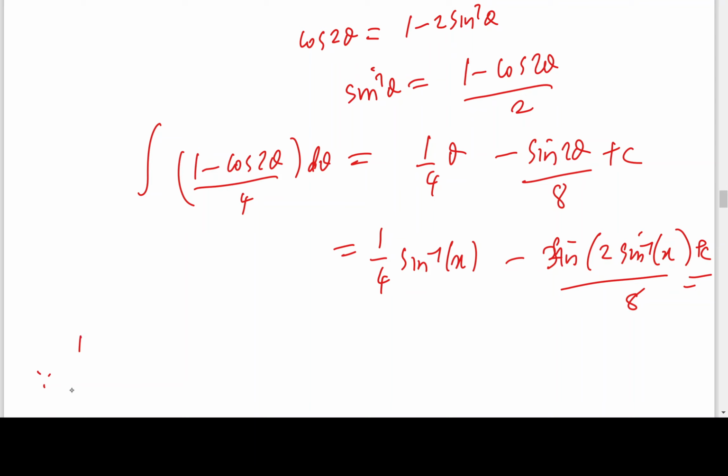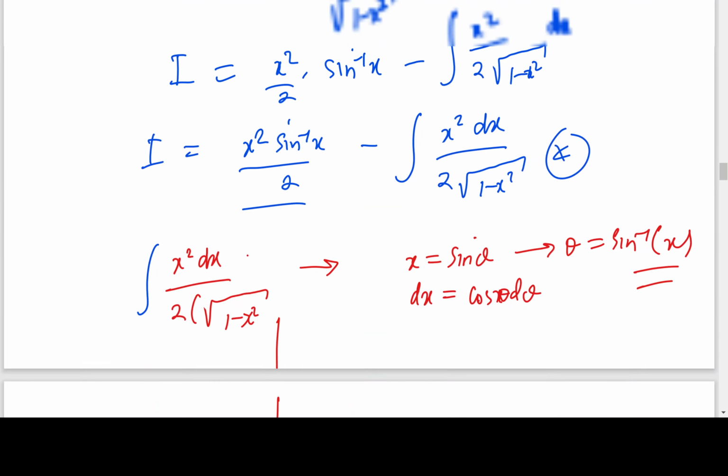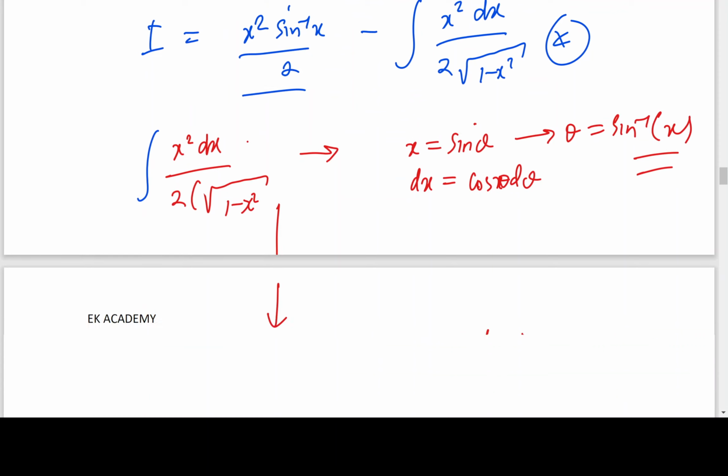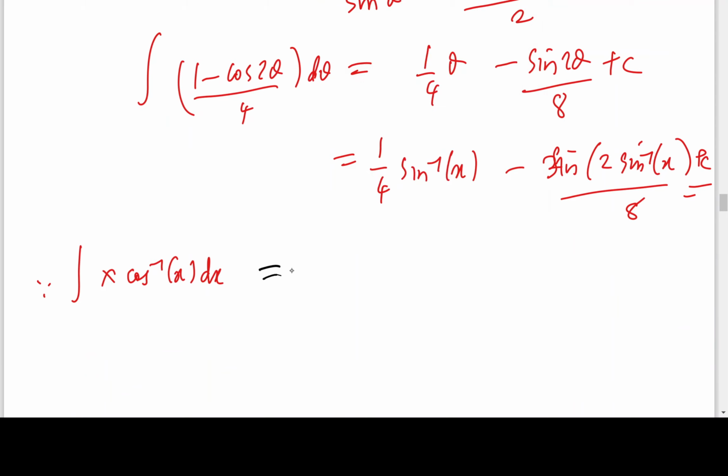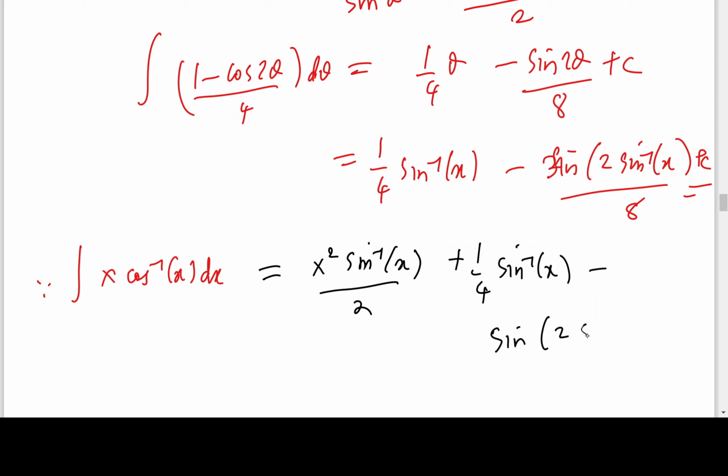So we can conclude that actually the integral of x sine inverse of x dx is going to be equal to x square sine inverse of x over 2 plus 1 over 4 sine inverse of x minus sine of 2 sine inverse of x over 8 plus constant. That's all. I wish you all the best.